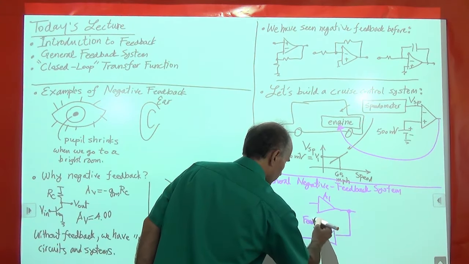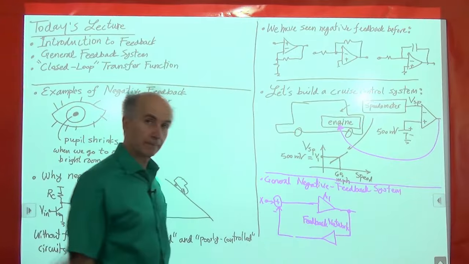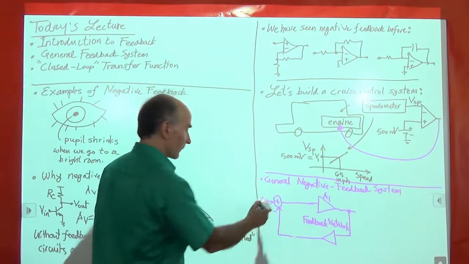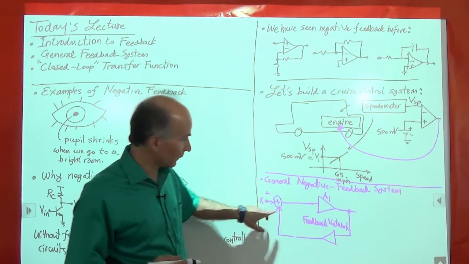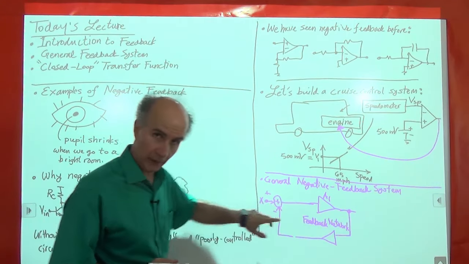Okay, this is called the feedback network. And we will bring it over here, and we will subtract this result from the input. And then the result goes to A1. So, the main input of the system does not go directly to the input of the amplifier, like here, right?